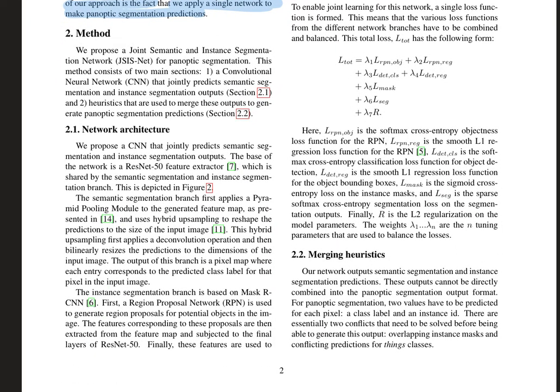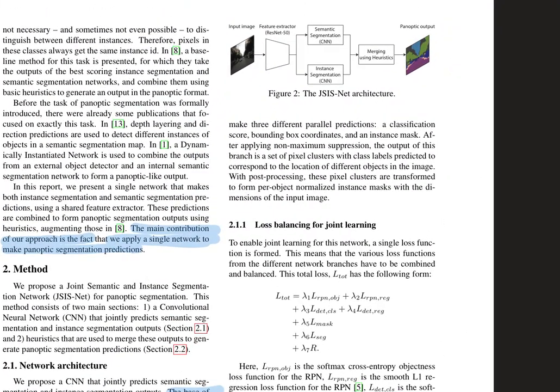Now let's talk about the methodology. As mentioned before, the base of this network is a ResNet50 feature extractor. So, for example, you can see here, you feed the RGB image to a ResNet50 to obtain the auxiliary features.